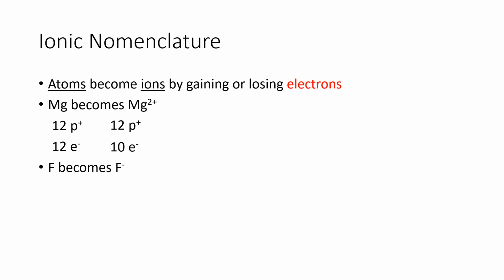With fluorine, fluorine will become fluoride with a -1 charge. Fluorine has 9 protons and 9 electrons, but whenever it becomes an ion, it still has 9 protons, but it gained a negative electron to give it that negative charge, so it now has 10 electrons.